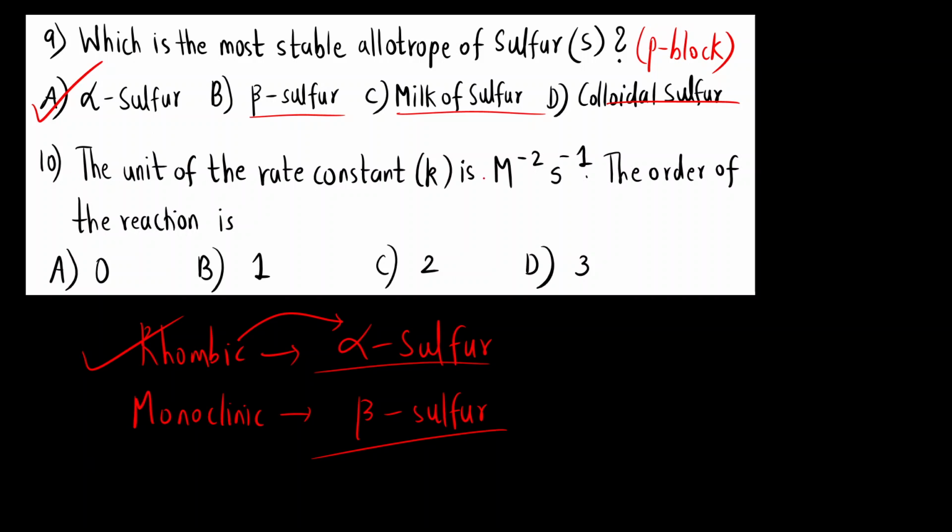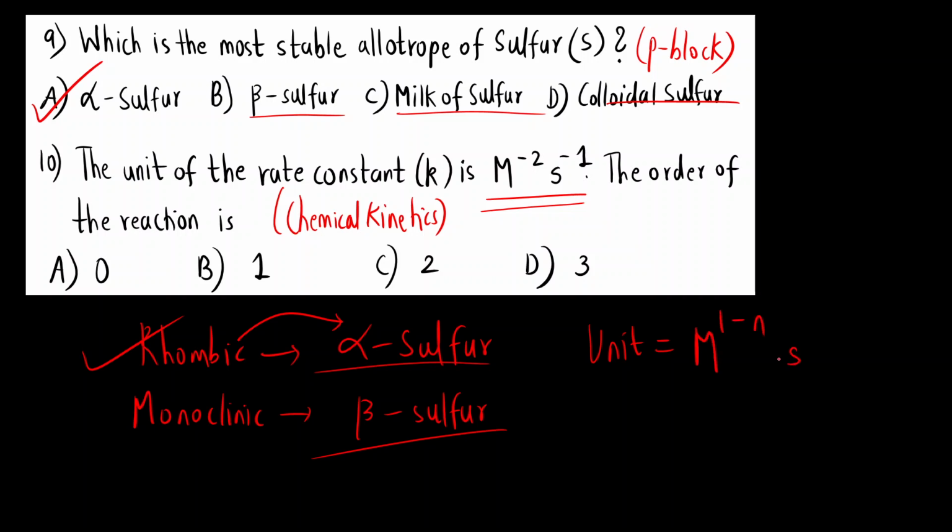Next is, unit of rate constant is this. The order of the reaction is, this is from which chapter? This is from chemical kinetics. So what is the general unit for the rate constant? It is going to be M to the power 1 minus n, second raised to minus 1, where n is the order of the reaction. That is what we have to find out.